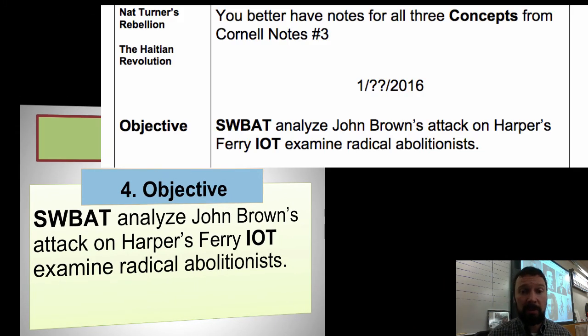Students will be able to analyze John Brown's attack on Harper's Ferry in order to examine radical abolitionists. So something we'll look at, you need to know who John Brown is, you need to know what Harper's Ferry is, and of course what the term radical means, and abolitionists if you don't know that already.